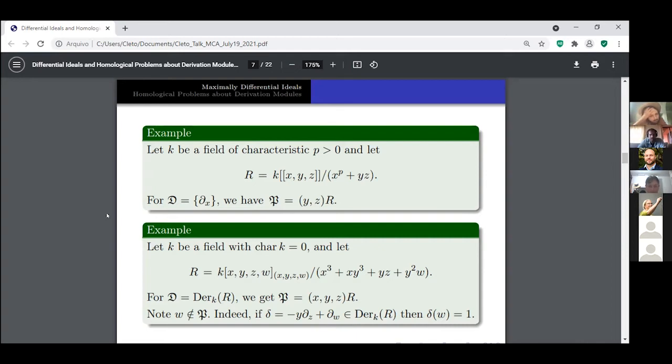And for a non-regular example in characteristic 0, we have this hypersurface ring here. If you consider D as being the entire derivation module, then you have this P, generated by X, Y, and Z. You may wonder why W is not there. The reason is that if you consider this derivation delta, you can see easily that it kills the polynomial, so it induces a derivation of R, and then it sends W to 1. So the maximal ideal is not differential. So the maximally D-differential ideal with respect to the entire derivation module is generated by X, Y, and Z.